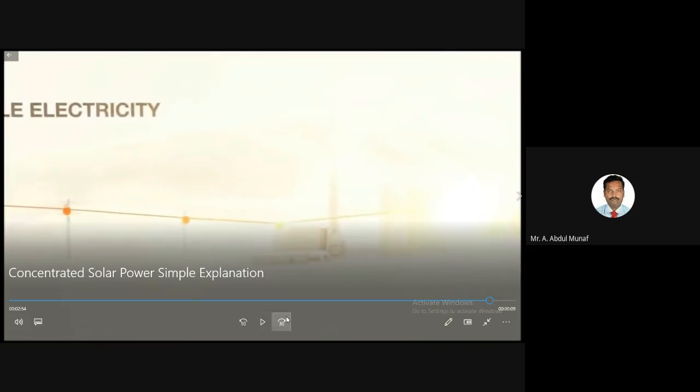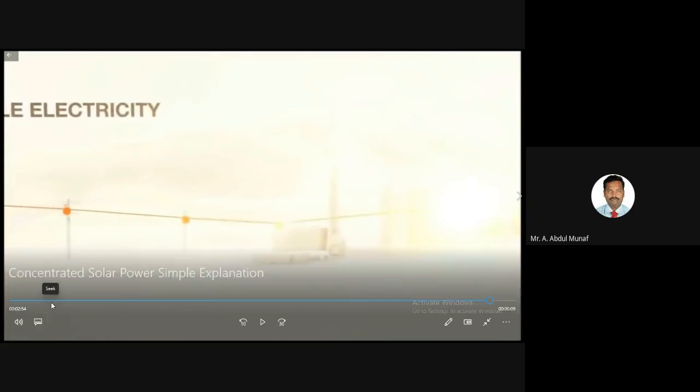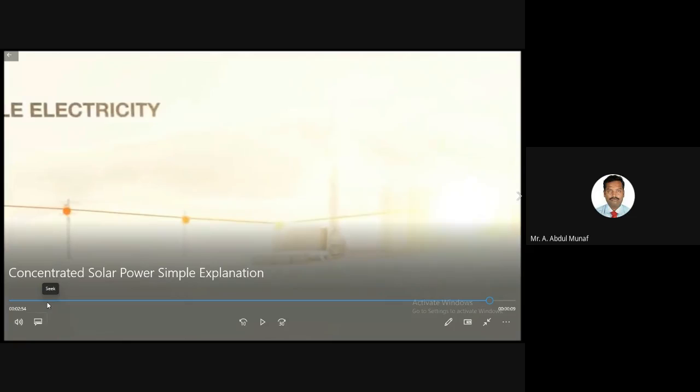Okay, have you got it? How it is working? They have clearly shown in this video how it is working, how that tower is working.